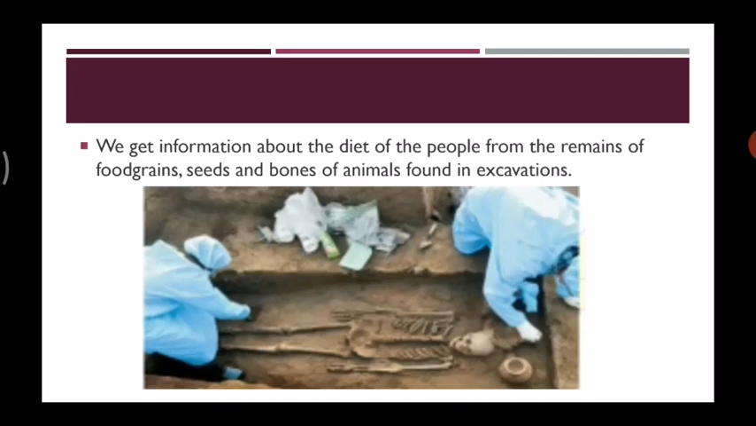Here in this picture, you can see some people are collecting remains from an archaeological site. Now, what they will do is they will check it in the laboratory and find out which period these belong to. During excavation, such grains can be removed. An archaeologist inspects them in the laboratory, then we can come to know what grains they are, so we can get information about the diet of people from the remains of food grains, seeds, and bones of animals found in excavation.